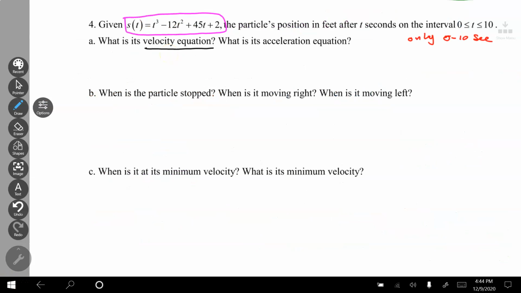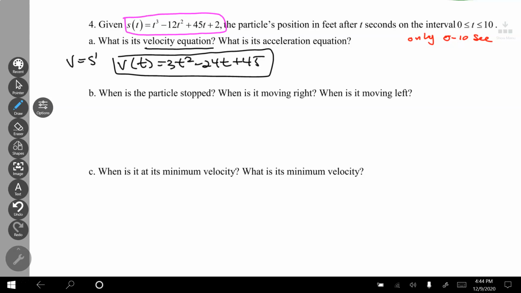Well, my velocity equation is pretty easy. My velocity equation is s prime. Here's my s, t cubed minus 12t squared plus 45t plus 2. And my velocity equation is going to be 3t squared minus 24t plus 45. That's my velocity equation. My acceleration equation is just, well, acceleration is v prime. So a equals 6t minus 24.